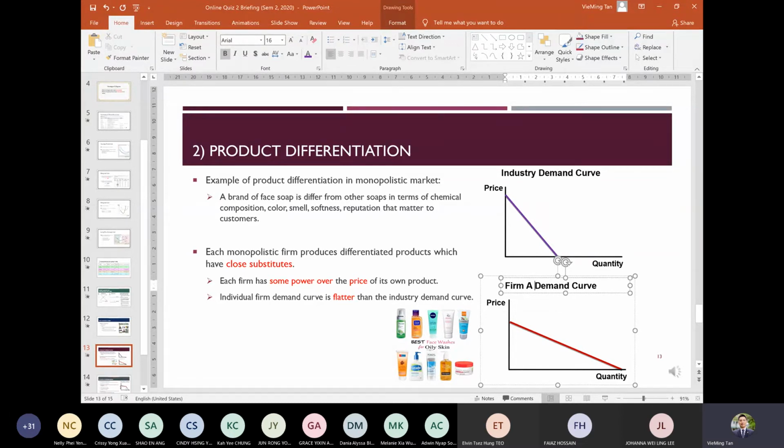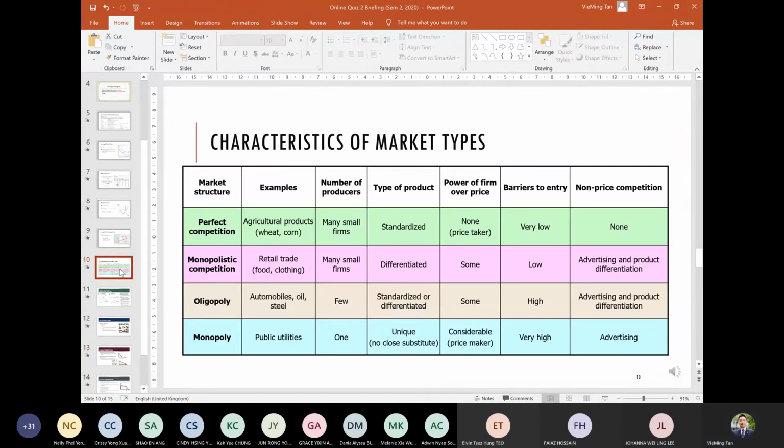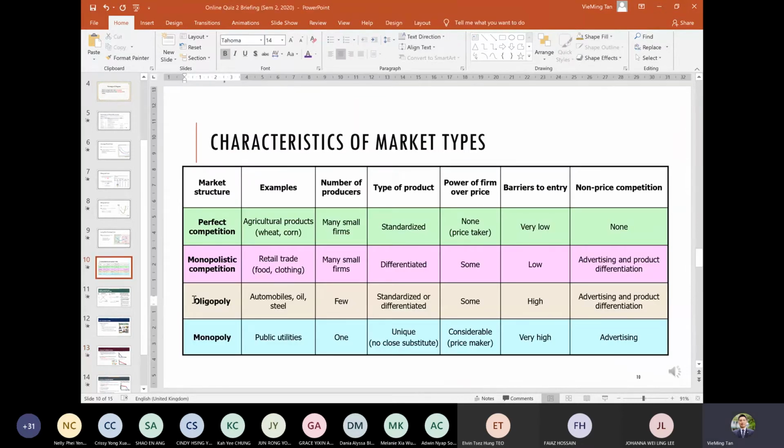Okay, the last market structure now will be the oligopoly. I go back to here again. For oligopoly, who are the firms in the market? The answer is only a few big firms, a few big firms in the market.